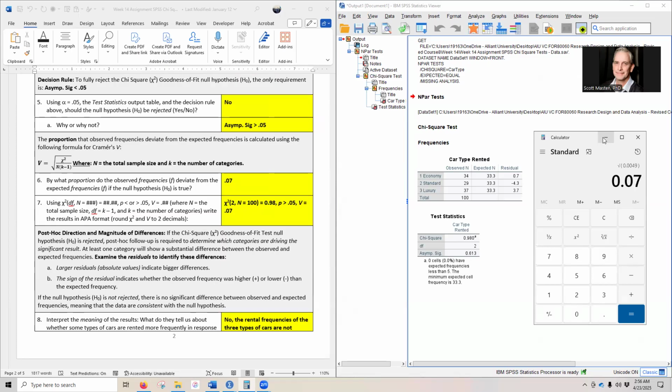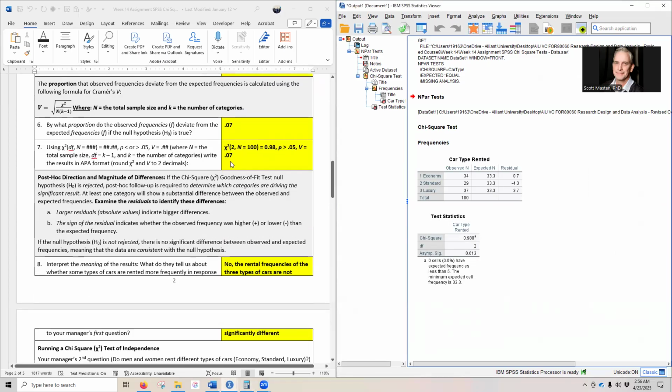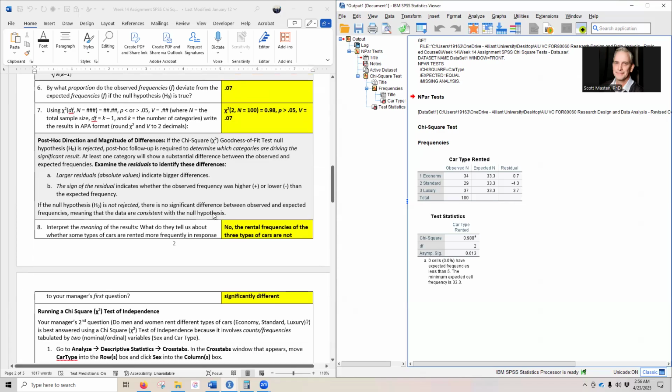Let's fill in our chi-square now. We have a chi-square with 2 degrees of freedom right there. N was equal to 100 cars that were rented total, and the chi-square was equal to 0.98. Our P was greater than 0.05, and our V, for Cramer's V, was equal to 0.07. That's what we calculated right there.